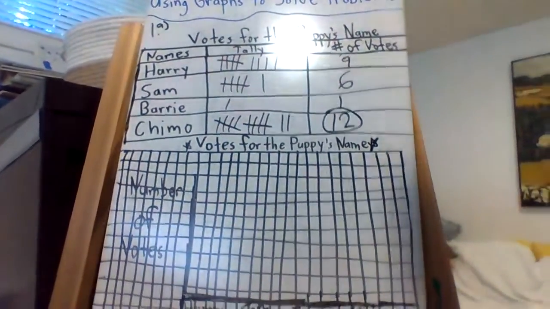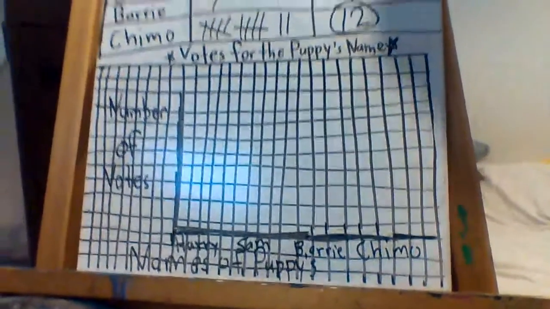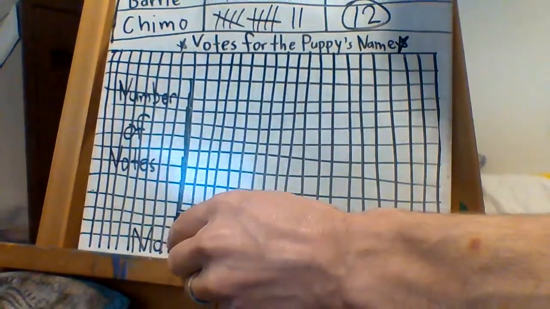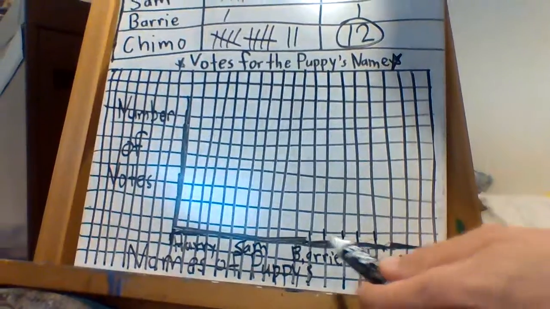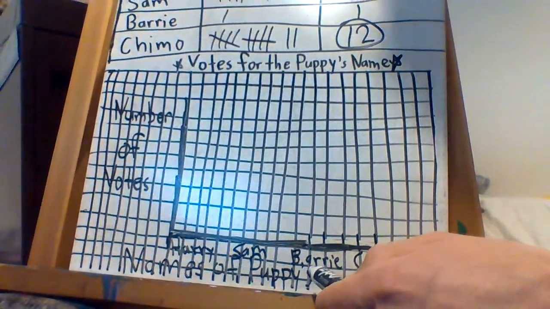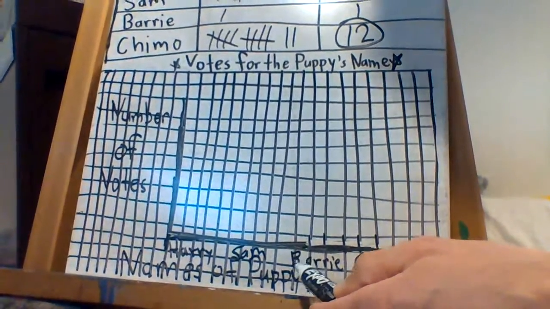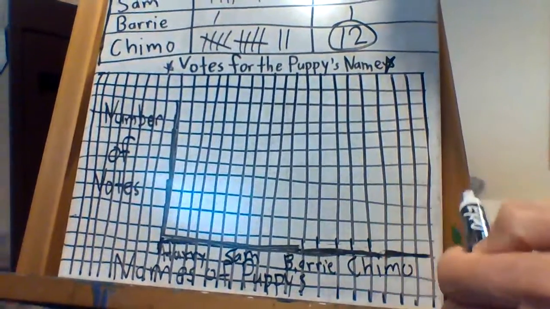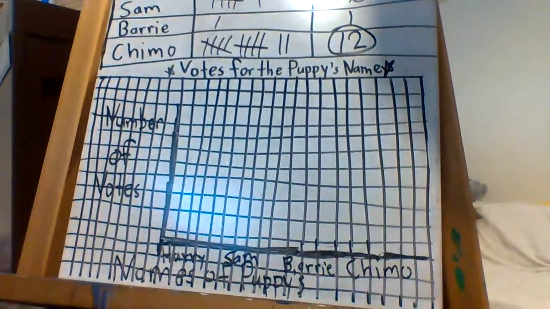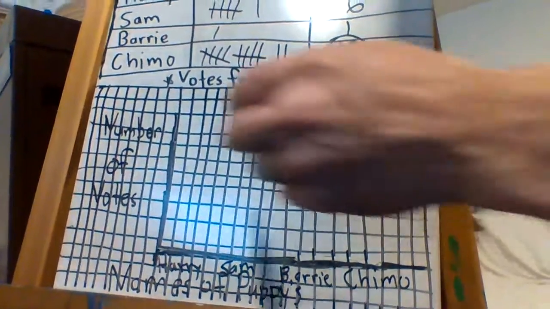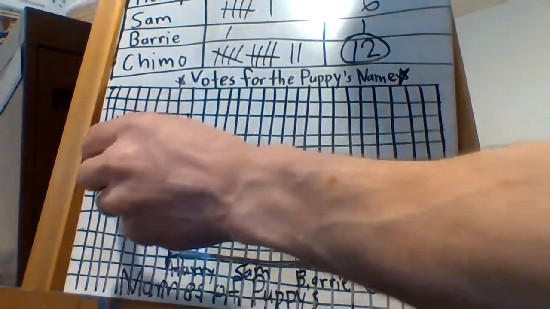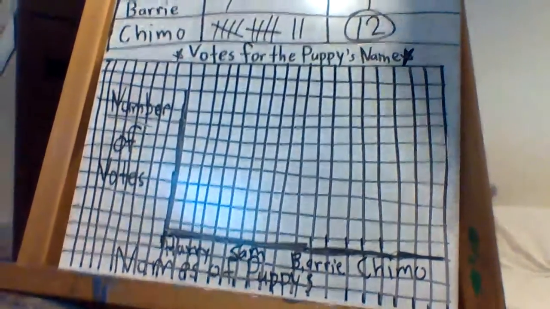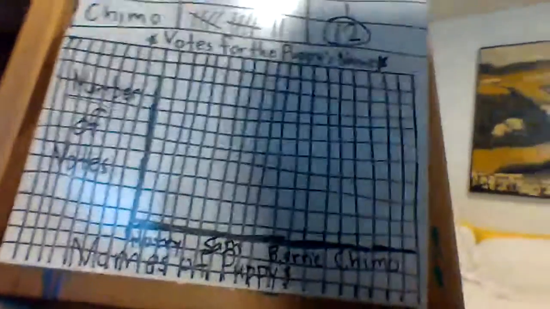Now these are the ones that people might forget or not know about. Now, again, we have Harry and Sam and Barry and Chimo down there. Well, what are they? They're the names of the puppies. Or potential names of the puppies, or you could have put vote for the puppies. Just names. I guess I could have just put names down there probably. And then along the side, I didn't put my numbers in, but it says number of votes. So we better add the numbers in.